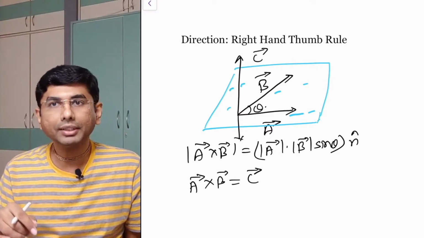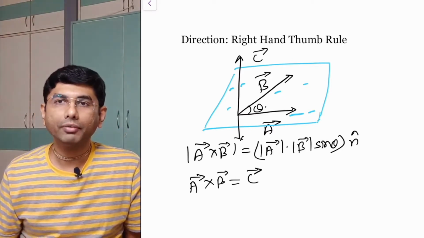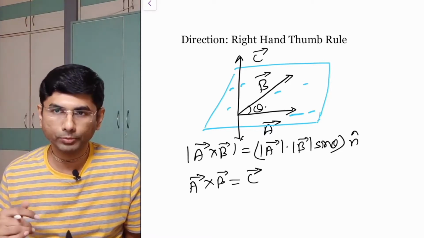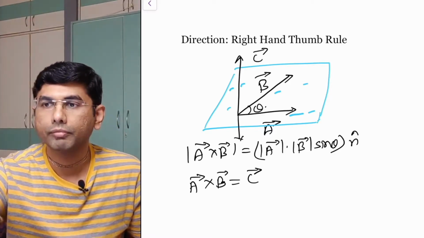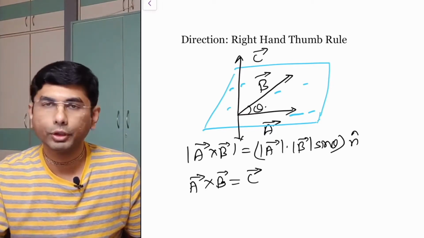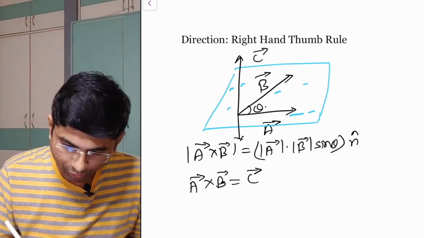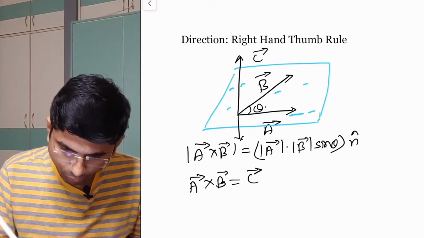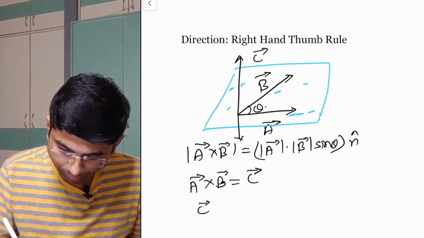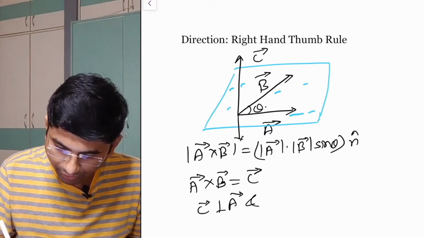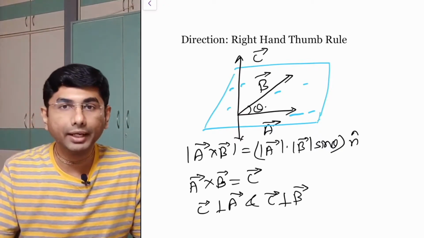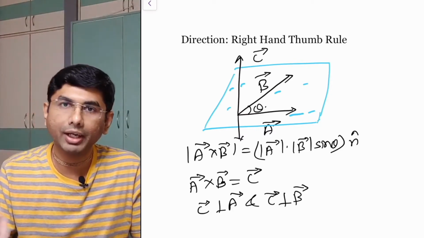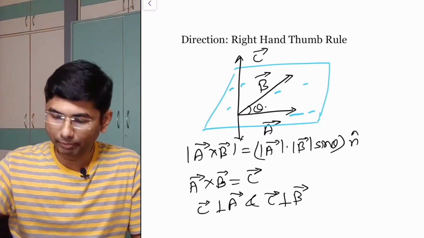Now which condition will be given to us is decided with the help of the right hand thumb rule. Now what is that rule? C vector is perpendicular to A vector and C vector is perpendicular to B vector. But now where will the direction of C vector be, either up or down? That we can find out by joining.